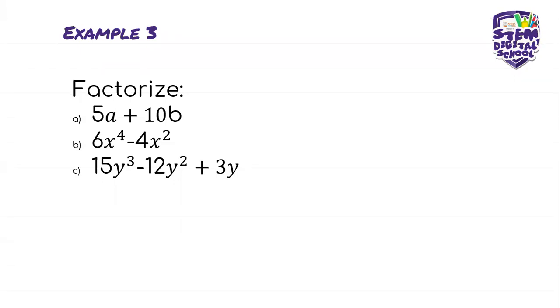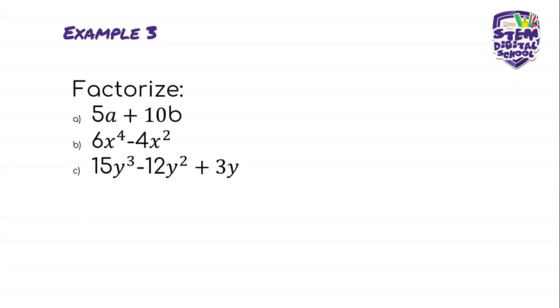But this example has got about three different expressions. Of course, the first one is 5a plus 10b, and the second one is 6x to the power 4 minus 4x squared. The third one is 15y to the power of 3 minus 12y squared plus 3y. So what we need to do here is to factorize.